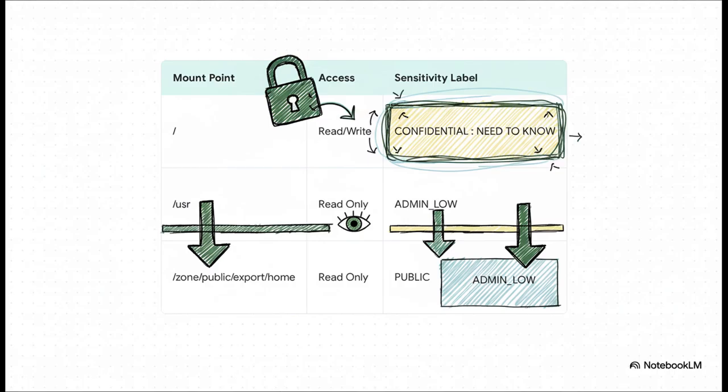Check this out. This shows the famous read-down policy in practice. Let's say we're inside a confidential zone. We have full read and write access to our own files. But notice, when we look at directories with lower security labels, like /usr or the public home directory, we can only read them. We can look, but we can't touch. Trying to write data from our high-level zone to a lower-level one is strictly forbidden. The system just won't allow it.